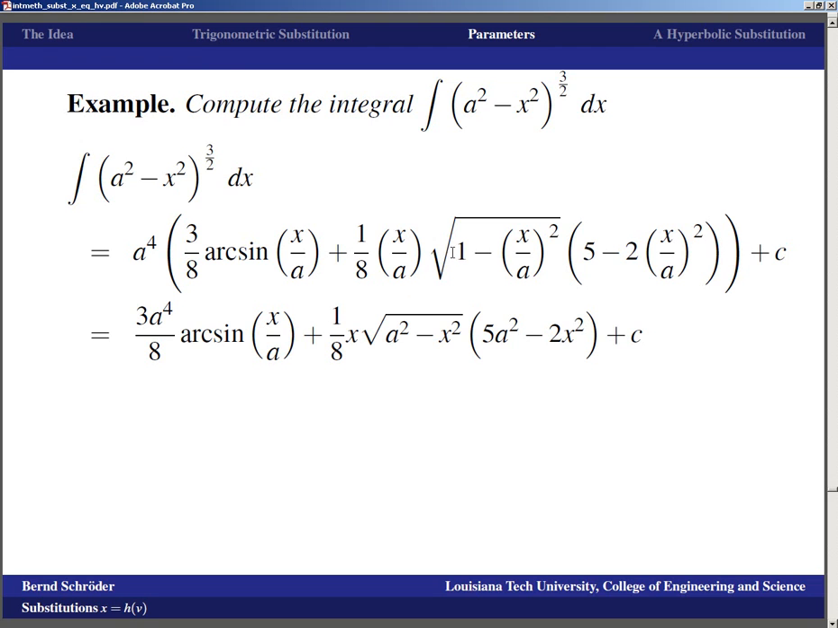If we multiply the square root with a, then of course an a on the outside becomes an a squared on the inside, so the square root becomes a squared times what's in there, which is a squared minus x squared. And we've used 1 a here and 1 a here. We've got an a squared left from the a to the 4th. And that a squared we can just multiply with the last term to get 5a squared minus 2x squared plus c. And that would be this integral.